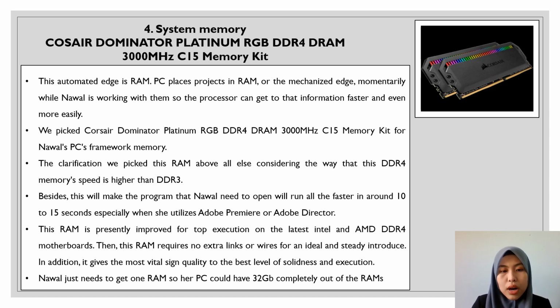The cost of one Corsair Dominator Platinum RGB DDR4 DRAM 3000 MHz memory kit is 340 ringgit Malaysia 8 cents. Nawal just needs to get one RAM kit so her PC could have 32 GB completely out of the RAM.